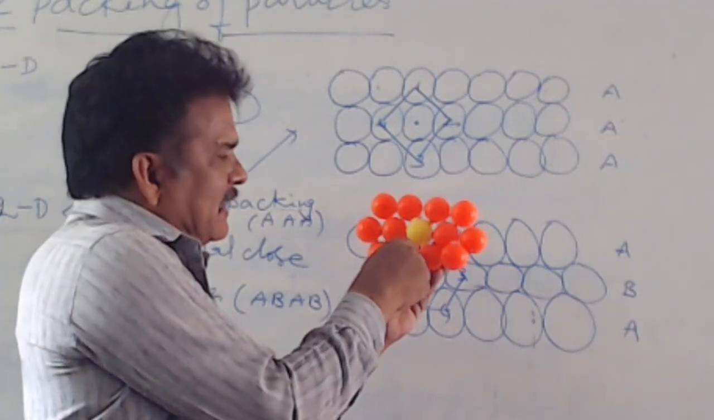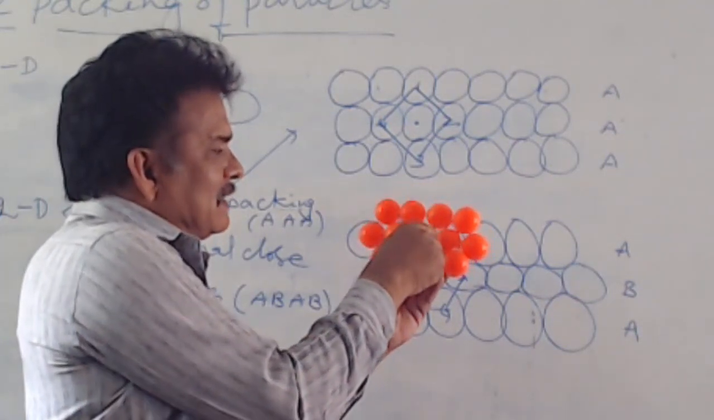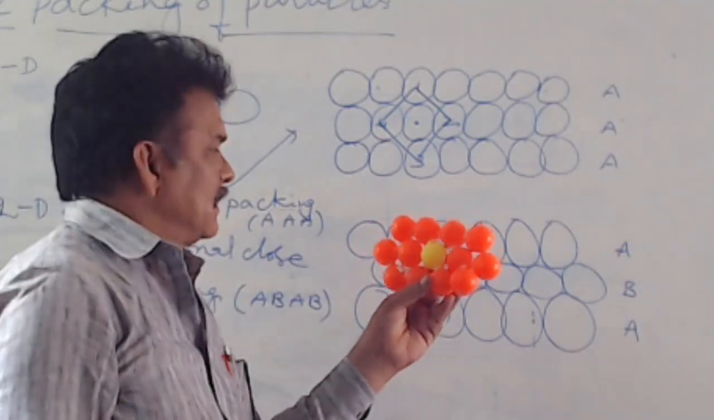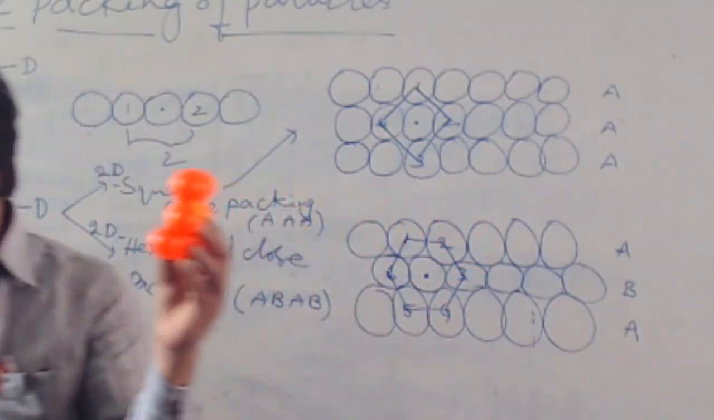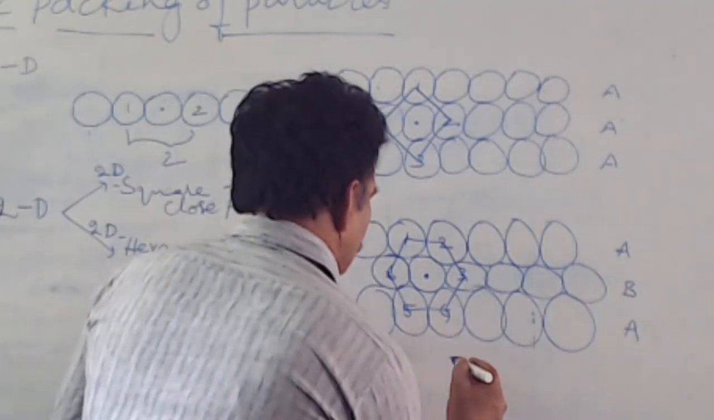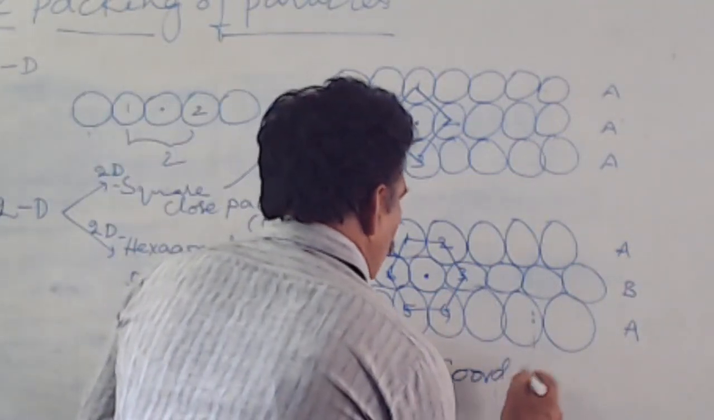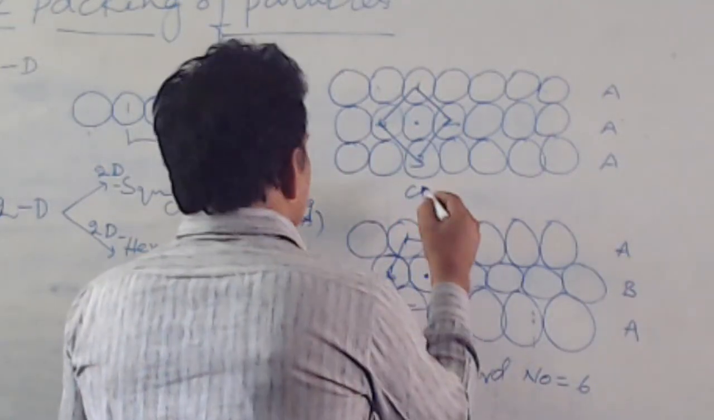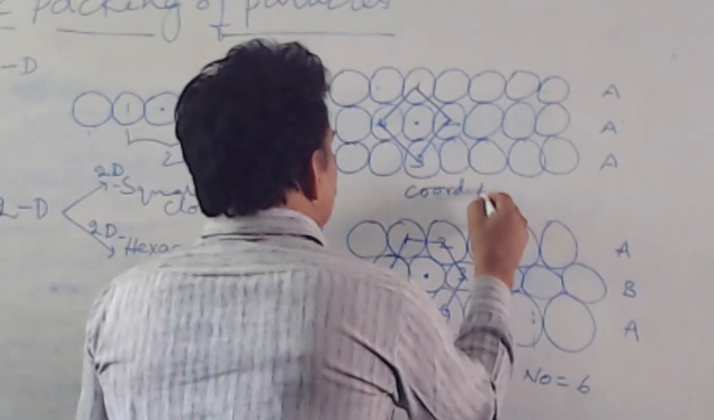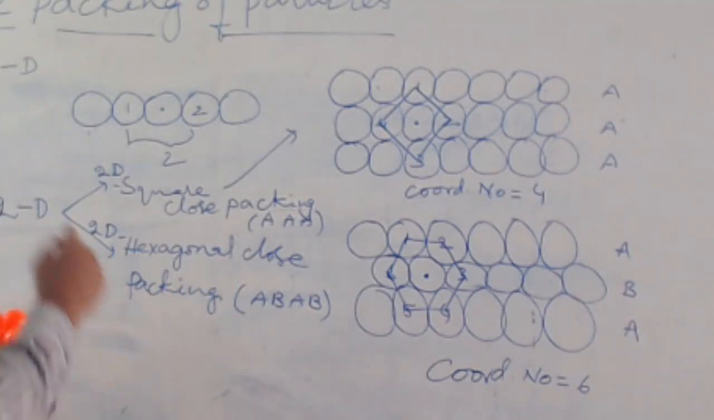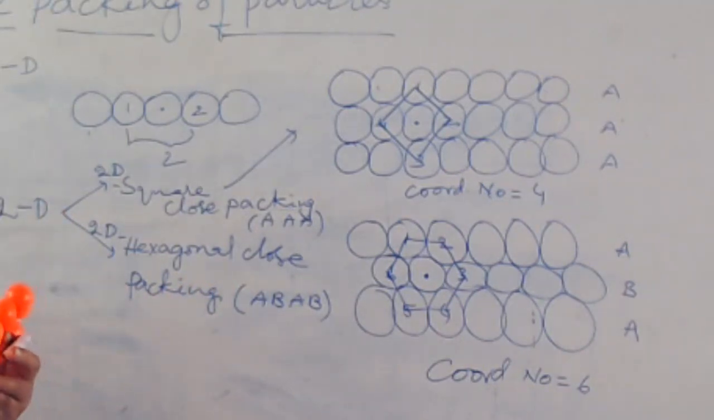This reference particle is in contact with 6 other particles. So the coordination number is 6. In 2D hexagonal closed packing, the coordination number is 6, whereas in square closed packing, the coordination number is 4. This is 2 dimensional.